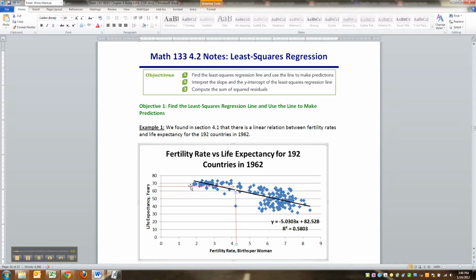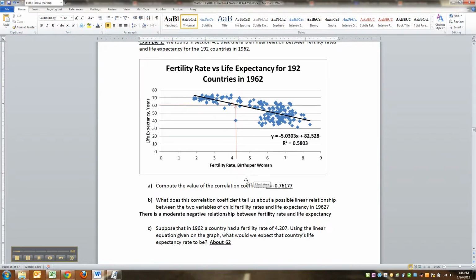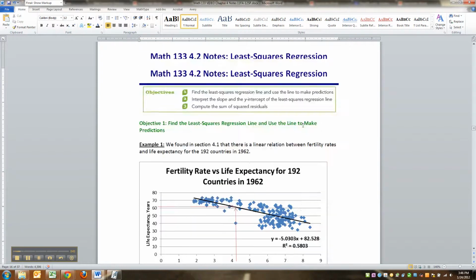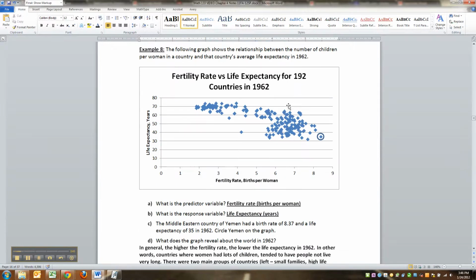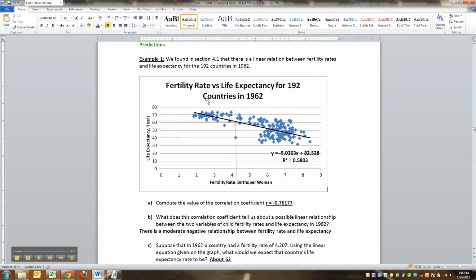All right, so if that's the case, how could we find it? Well, we'll learn how to find it with Excel in a bit, but let's look at some other things first. This is the same data set we had a couple pages back, with fertility rate and life expectancy. I've done this problem before, so bear with me here. But what's the value of the correlation coefficient? Now, I know it's negative 0.76177.